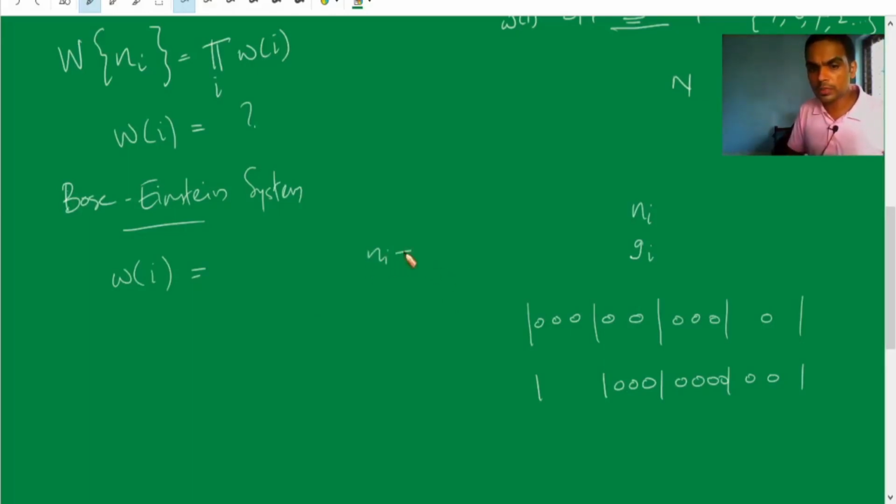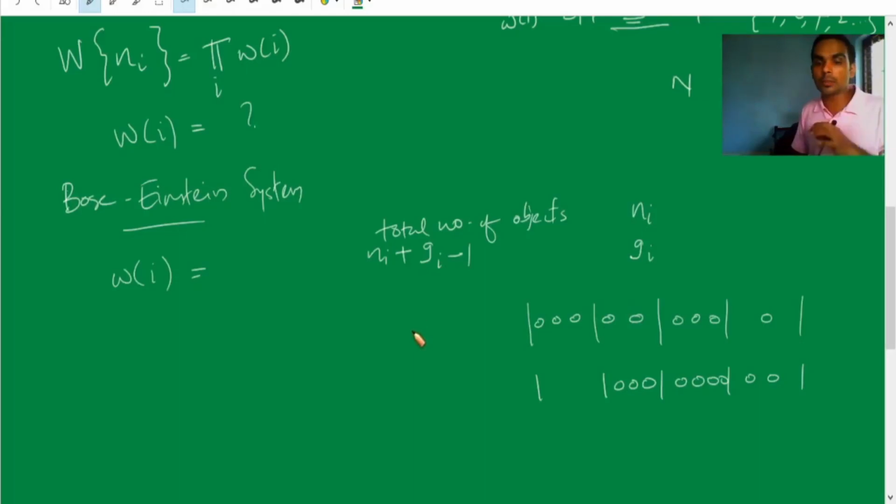Total number of objects is Ni plus Gi minus 1 number of walls. Okay, അപ്പോൾ ജി ഐ ലെവൽസ് ഉണ്ടെങ്കിൽ അതിൻ്റെ ഇടയിൽ സെപ്പറേറ്റിംഗ് വാൾ എന്ന് പറയുന്നത് Gi minus 1. അപ്പോൾ ടോട്ടൽ ഓബ്ജക്റ്റ് ഇസ് Ni plus Gi minus 1.